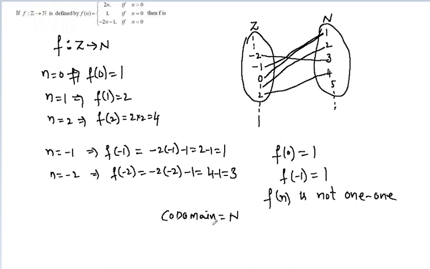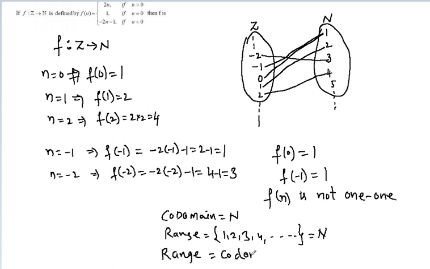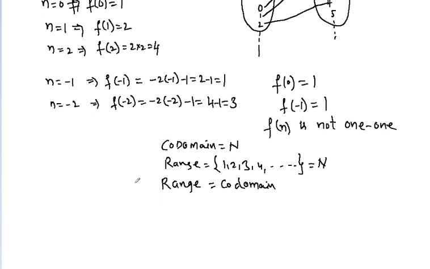Here codomain is equal to N, and range is equal to 1, 2, 3, 4 up to infinity, this is also N. So range is equal to codomain, range is equal to codomain, that is the given function, the given function f of n is not 1-1 but onto.